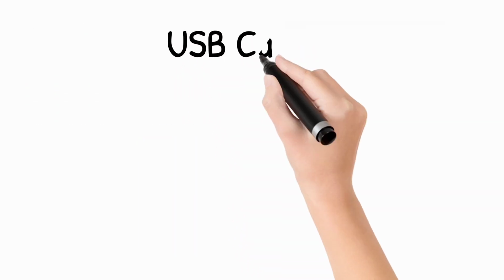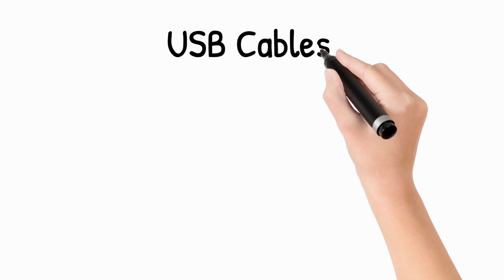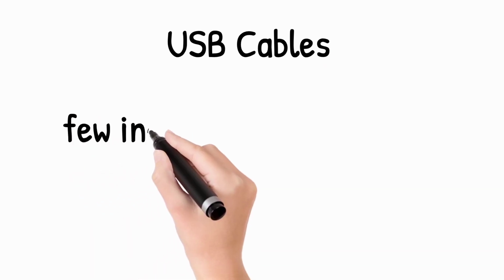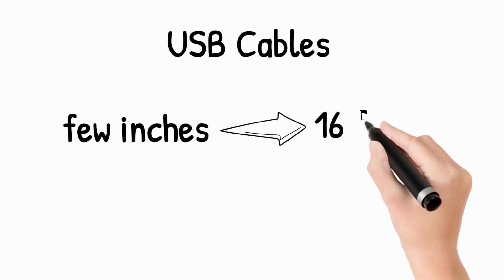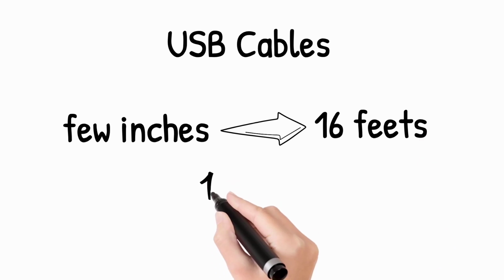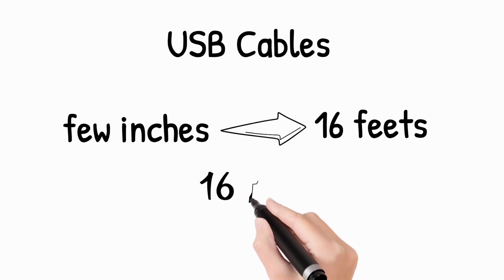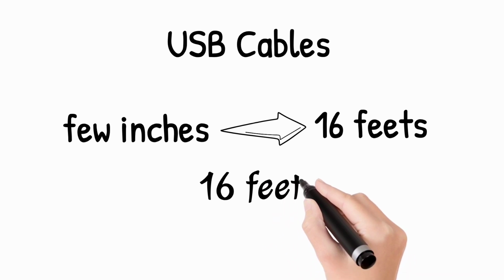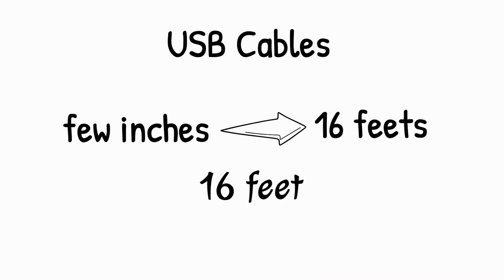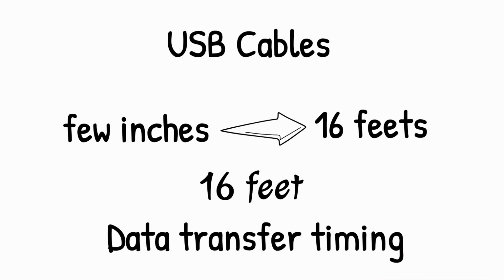Now, we discuss the USB cables. Length and type: USB cables are available in multiple lengths, from a few inches to over 16 feet. The maximum length of a USB cable is 16 feet 5 inches (5 meters) for high-speed devices, and 9 feet 10 inches (3 meters) for low-speed devices. These maximum lengths are due to data transfer timing and the risk of data loss.